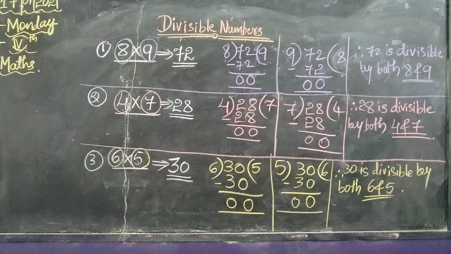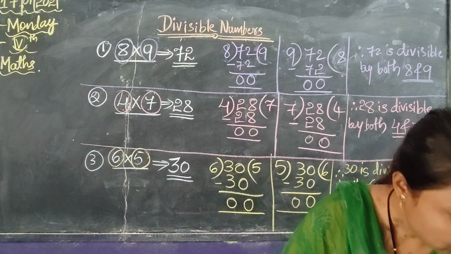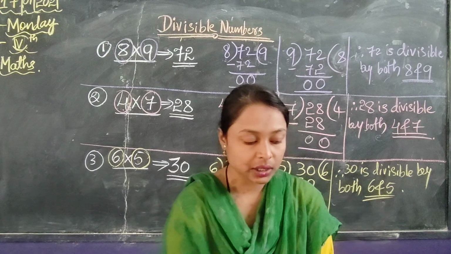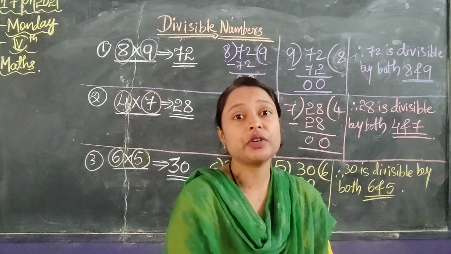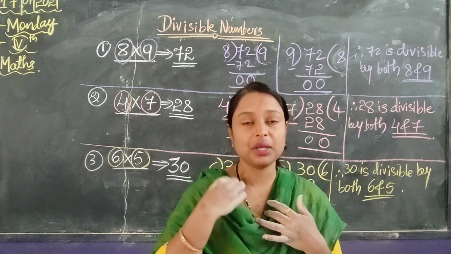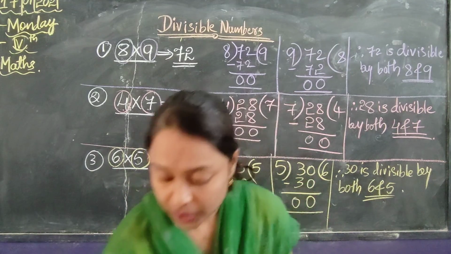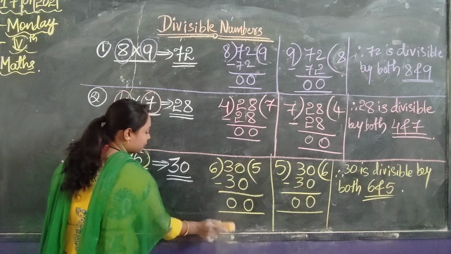So here now we will learn the last part. Now I will give one number, and we have to find by which table it will go. We have to find the factors of those numbers. We have to find the factors of those numbers.